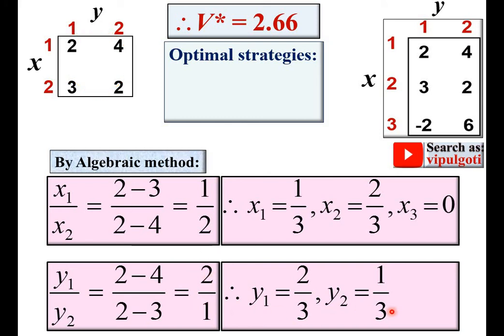So finally I can write the optimal strategy for player X is 1 by 3, 2 by 3 and 0. For player Y only 2 strategies. So I can say for player Y it is 2 by 3, 1 by 3. So to solve the game, that means you have to find these two answers. One is the value of game and another one is the optimal strategies.